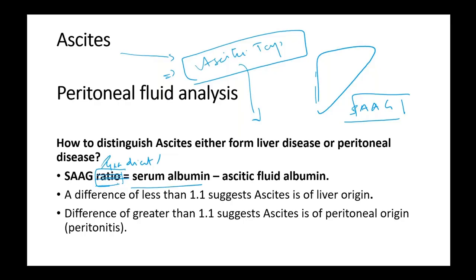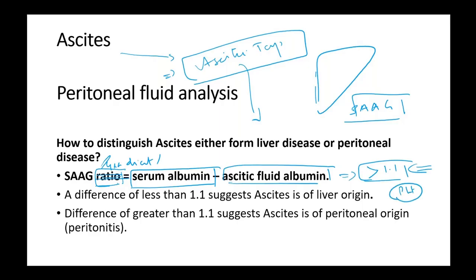So you will look at the serum albumin and then subtract it from ascites fluid albumin, and if the level is greater than 1.1, that's the magic number. If it is greater than 1.1, then you will think about portal hypertension. But if it is less than 1.1, then you have to think about other causes of ascites.